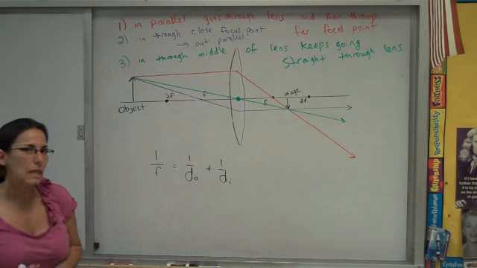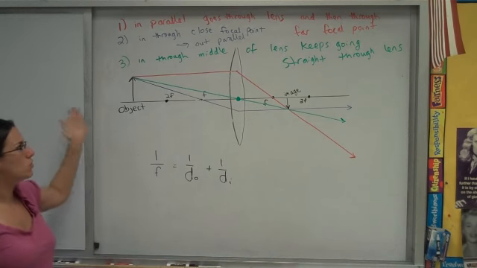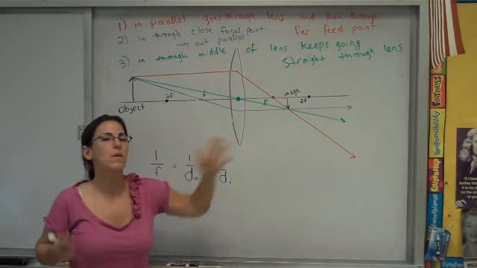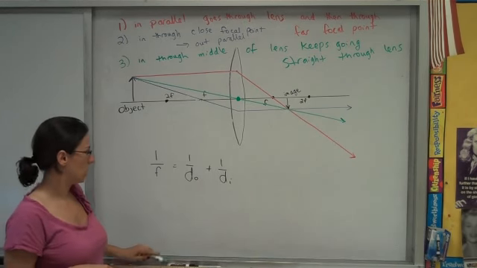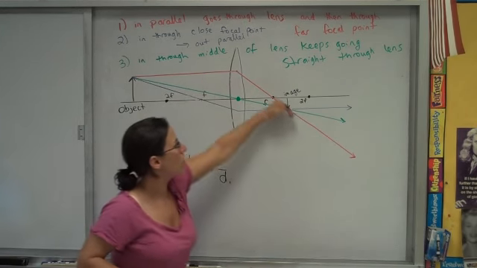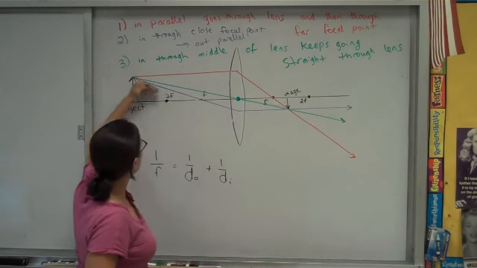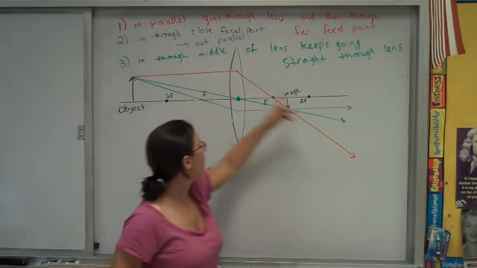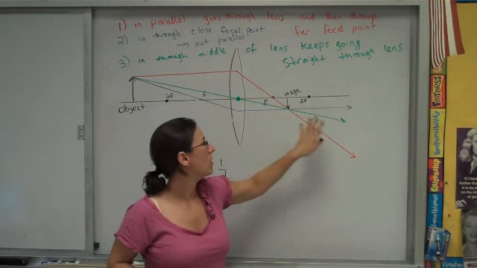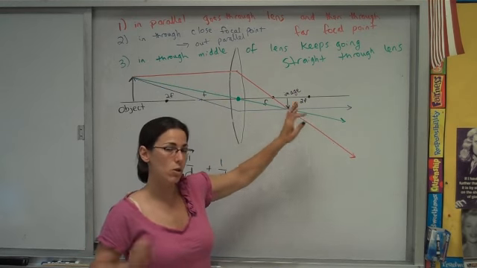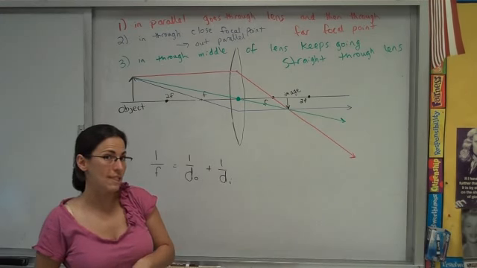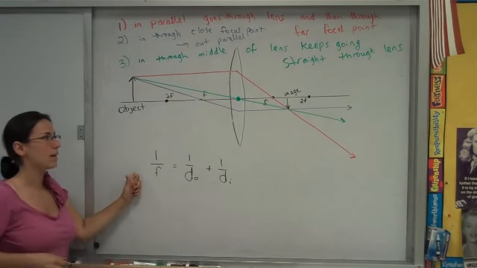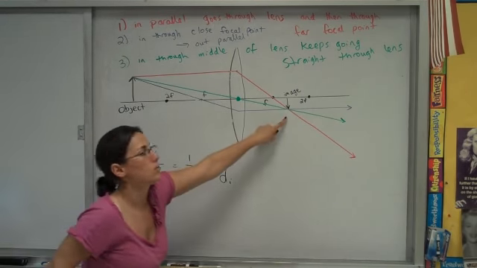So of course you don't really need 3 rules to find the image. If you have 2 rules, you'll be able to see where the image is, but the third is a nice confirmation that it fits with what you found from your first 2. So rule 1, in parallel, out through the far F. Rule 2, in through the close F, out parallel. And rule 3, just straight on through the middle. And where they intersect, there's a real image. Or if they diverge, just dash them backward and see where the virtual image is. And of course, you can confirm mathematically that that image is where you expect it to be.